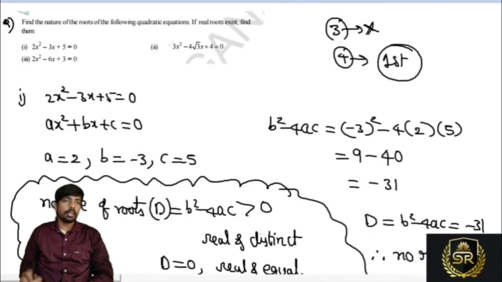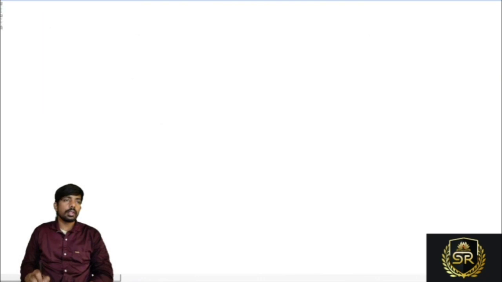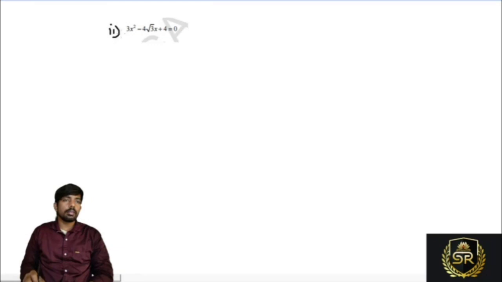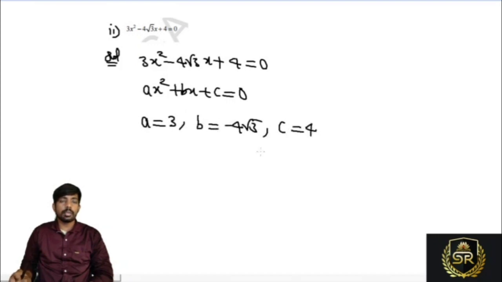Next bit what we have: 3x square minus 4 root 3 x plus 4 equals 0. Let's consider this question and solve. Compare with the standard form ax square plus bx plus c equals 0. Therefore a equals 3, b equals minus 4 root 3, and c equals 4.